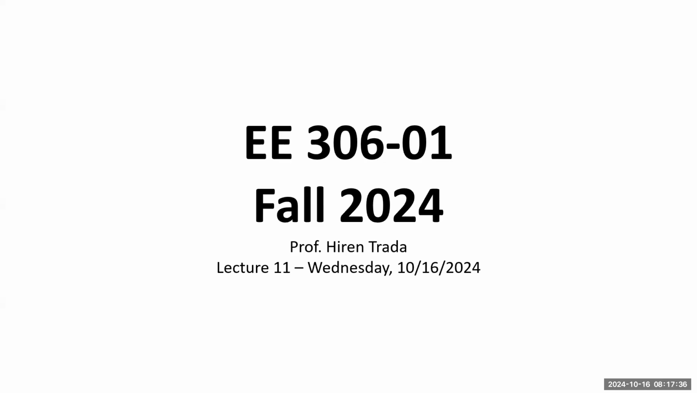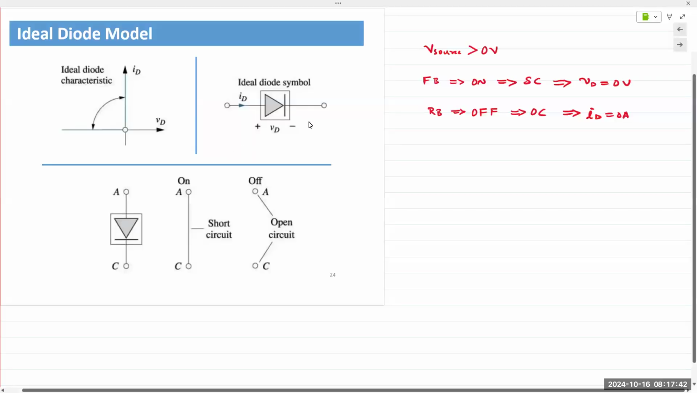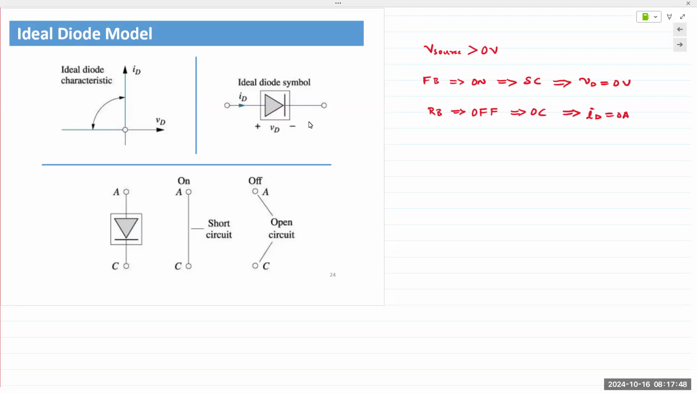Let's jump right away into the ideal diode analysis. All right, so we stopped here and we spoke about ideal diode analysis. This is a very quick and easy technique to apply to any kind of circuits, especially if you have multiple diodes in the same circuit.